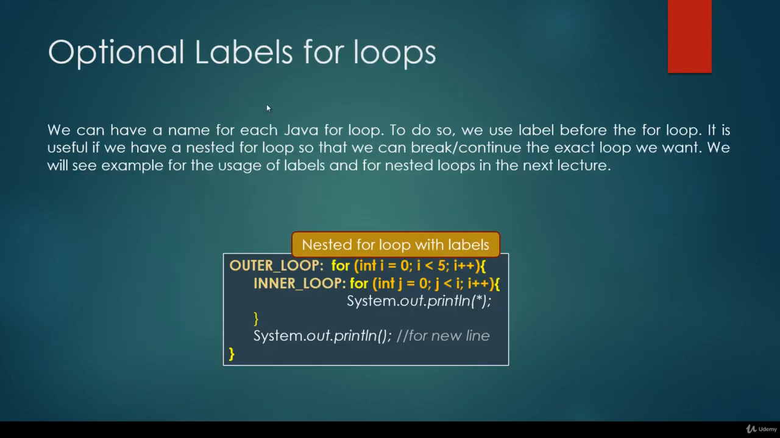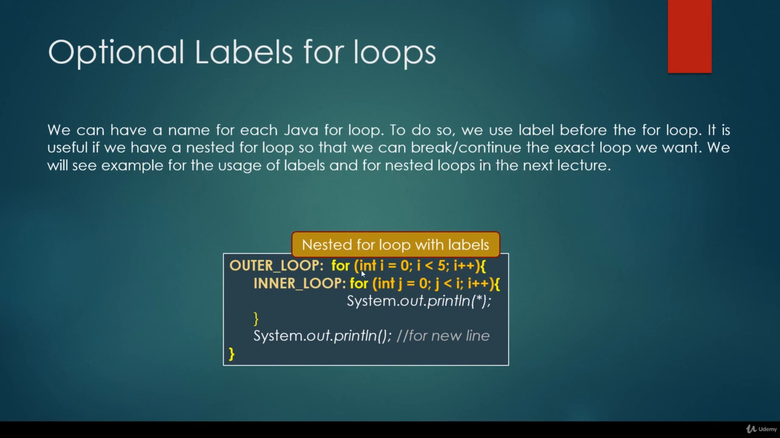Okay, what about optional labels? We can have a name for each Java for loop. To do so, we use labels before the for loops. It is useful if we have a nested for loop so that we can break or continue the exact loop we want. We will see an example for the use of labels and for nested loops in the coming lectures.